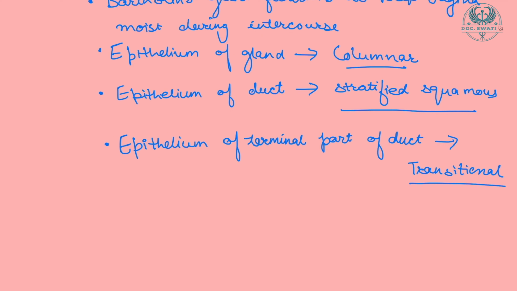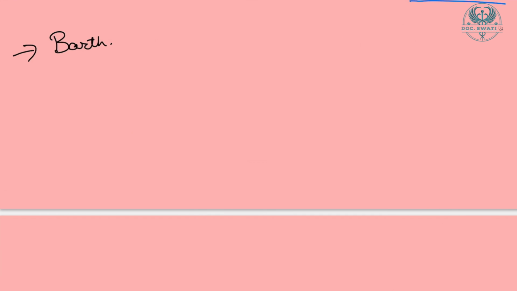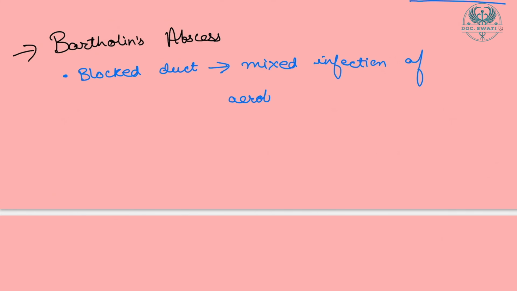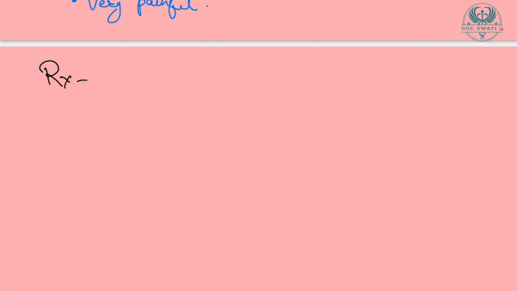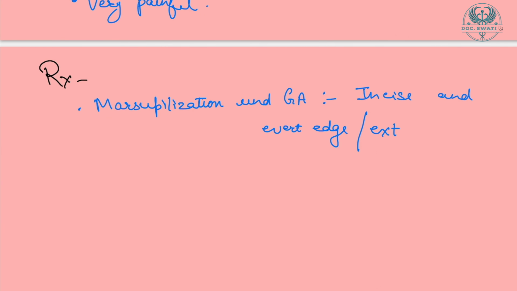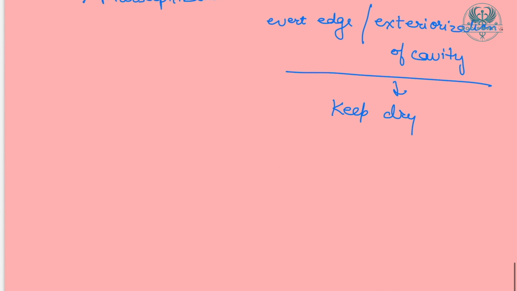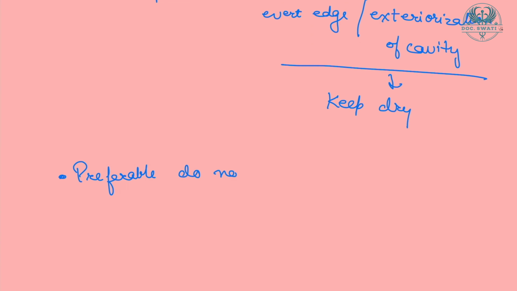Now let's move ahead and talk about Bartholin's abscess. The blocked duct can have mixed aerobic or anaerobic infections. The most common reason for infection is Staph aureus. This condition is extremely painful, and the treatment is marsupialization under general anesthesia. Here we incise and invert the edges, exteriorization of the cavity. Prefer not to excise Bartholin's gland or cyst.